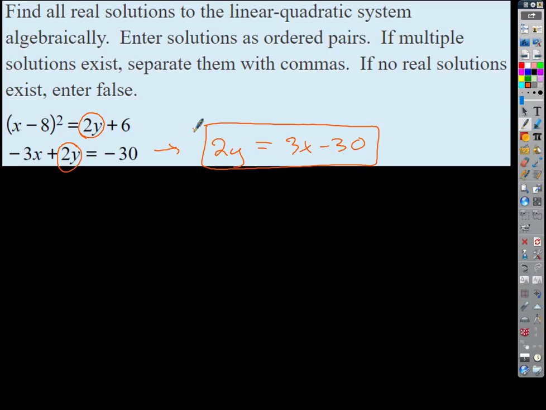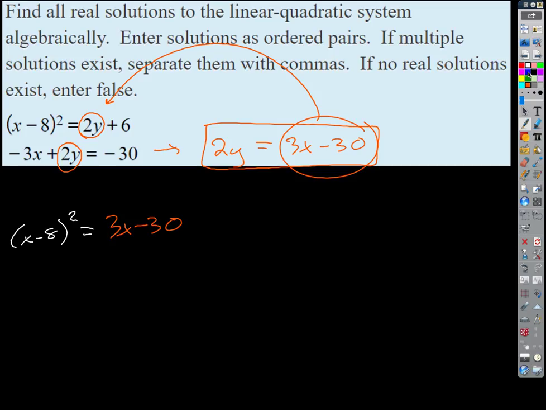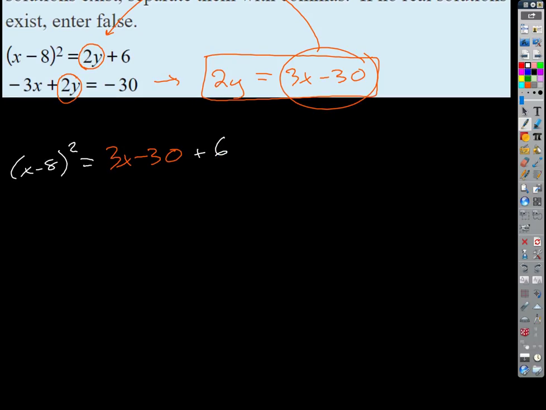Okay, and that's pretty easy to substitute then. I'm just going to substitute all this stuff right there, right? See how that works? So we end up with, in the top equation, (x minus 8) squared equals 2y, which is 3x minus 30, plus 6. Okay, that's not too bad, right? Now all we've got to do is combine like terms, expand that out and simplify, put it in standard form. We won't even do the whole problem. We'll just see if we can get it set up to where we can solve this pretty easily.